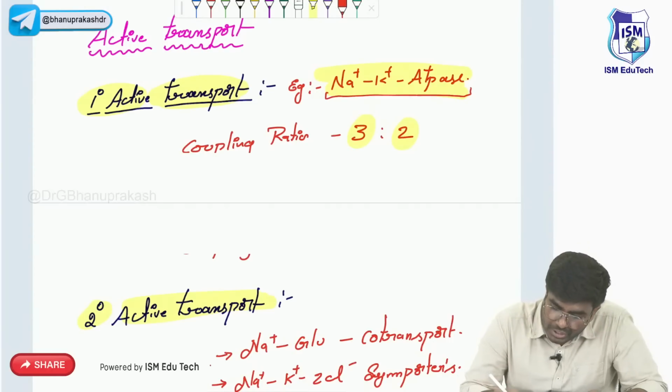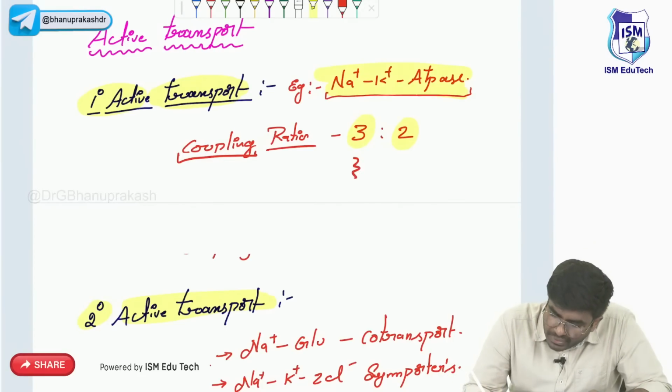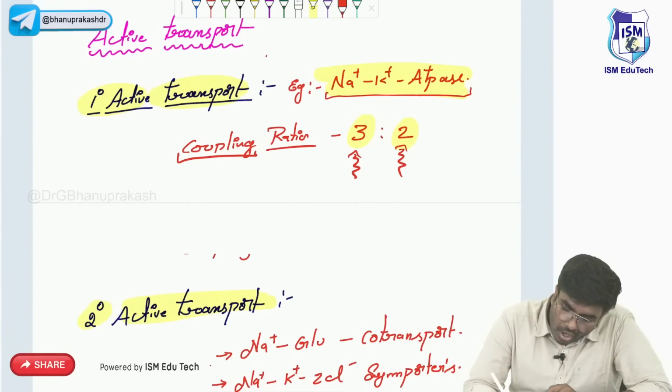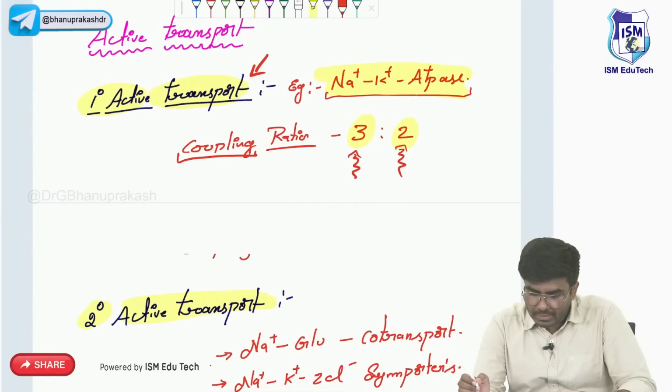This is called the coupling ratio, MCQ. What is the coupling ratio of sodium potassium ATPase? The coupling ratio of sodium potassium ATPase is 3:2. Sodium potassium ATPase is an example of primary active transport where there is a direct use of ATP.